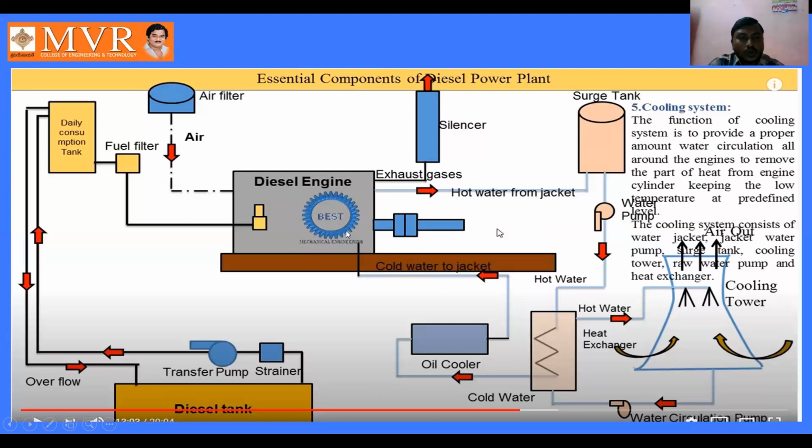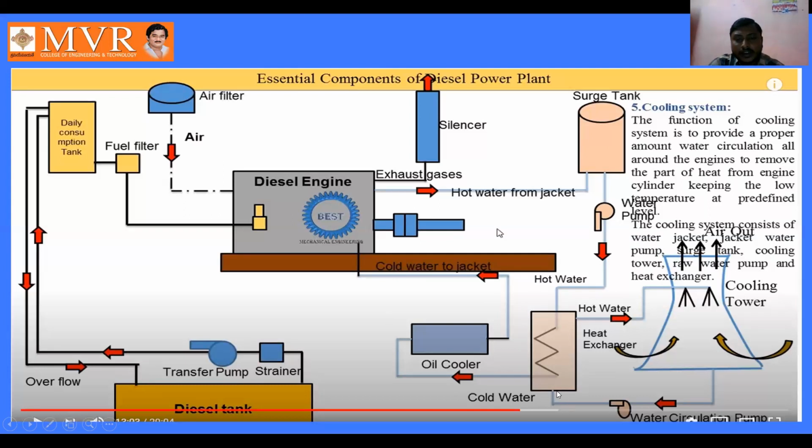After cooling that, it is going to exhaust some hot water. See here, the hot water from the jacket enters the surge tank, and from the surge tank it enters the heat exchanger by using the water pump. In this heat exchanger the hot water is going to be cooled, and the cooled water is sent by using this oil cooler as cold water to the jacket of the diesel engine.